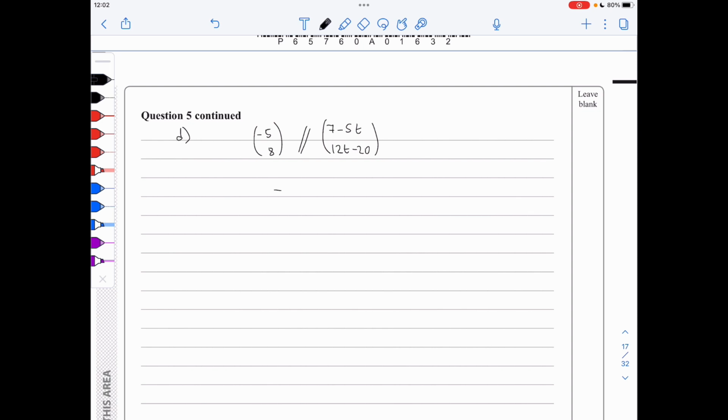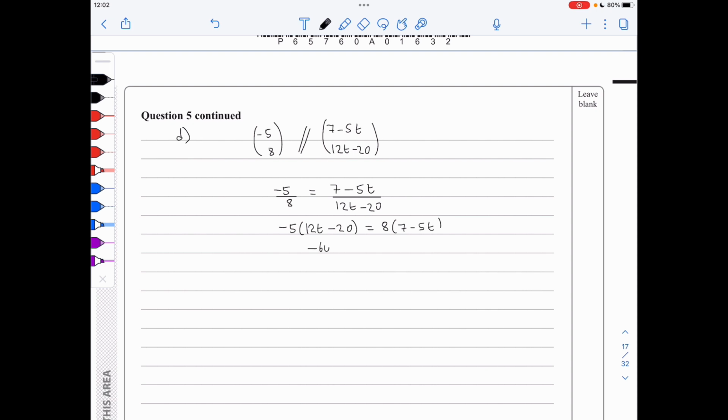So this leads to minus 5 over 8 is equal to 7 minus 5t over 12t minus 20. I will proceed through cross multiplication. So minus 5 times 12t minus 20 is 8 times 7 minus 5t.